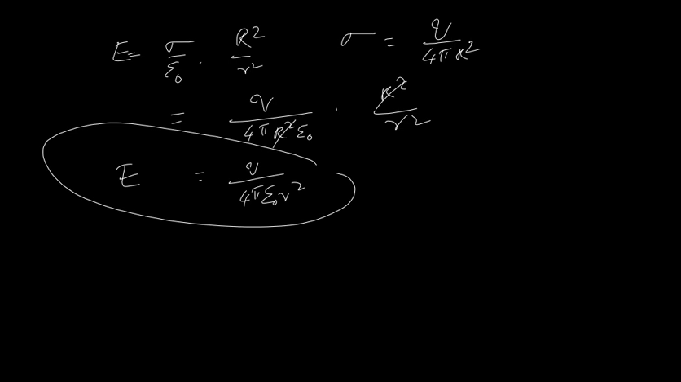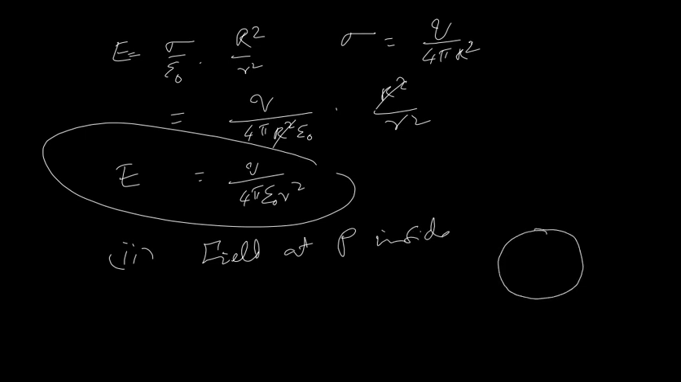Now for the second one, the field inside. The field at P inside. That means you have got this ring like last time. Now you have to consider the circle inside here. Got it, right? That's the only difference. So inside that is a small radius r, and this is the capital radius R.